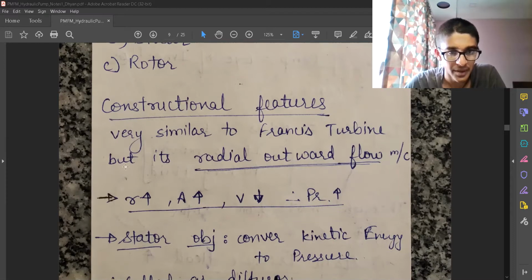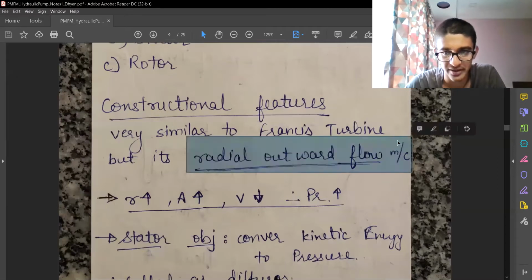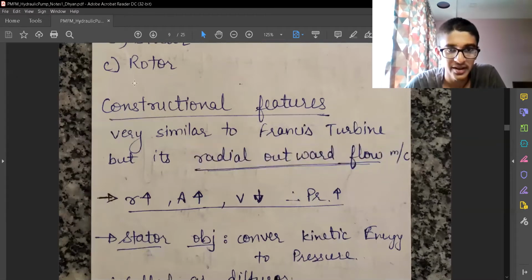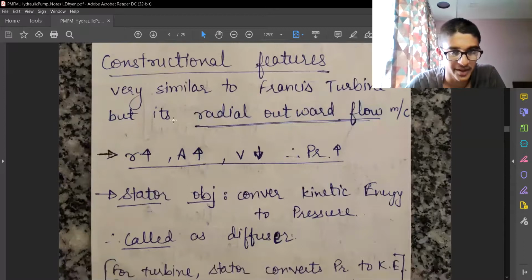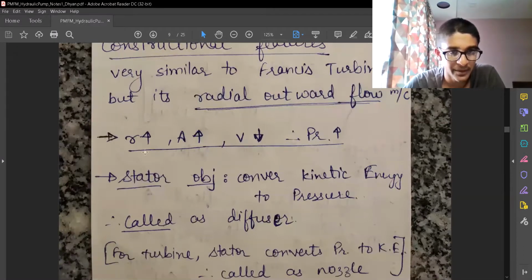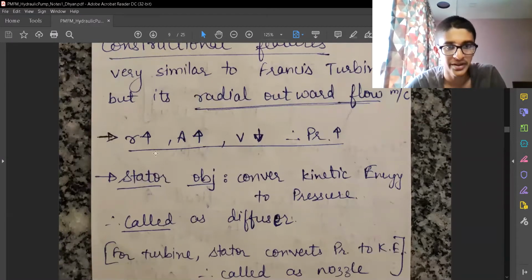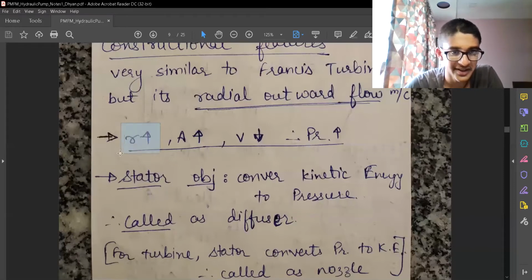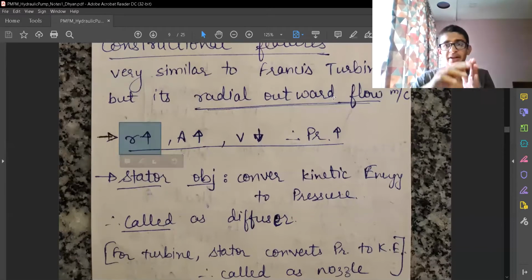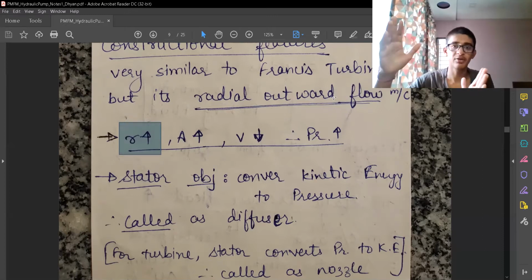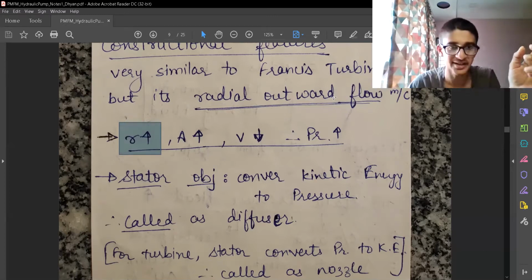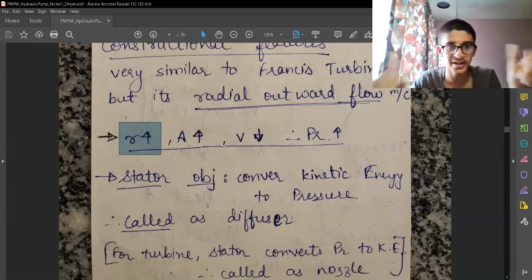But the thing is, over here we have radial outward flow machine, and over there it was radially inward flow machine for Francis turbine. So what's happening for a centrifugal pump is the radius is increasing because radially outward flow is happening. Radially outward flow means as it goes outward from the center, the radius is increasing. Since the radius increases, the flow area increases.